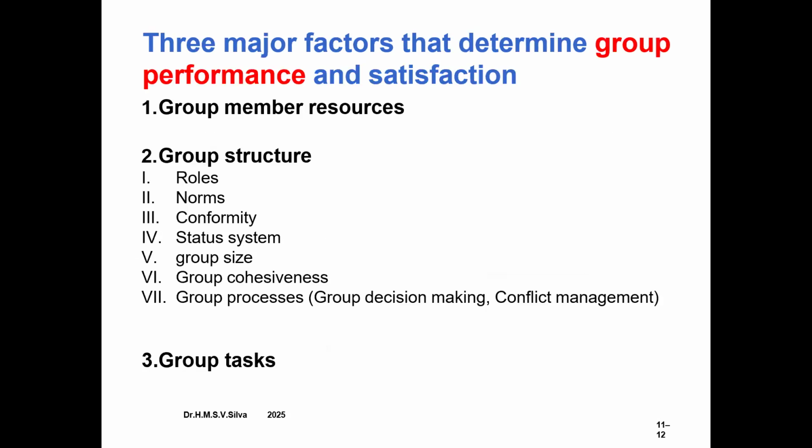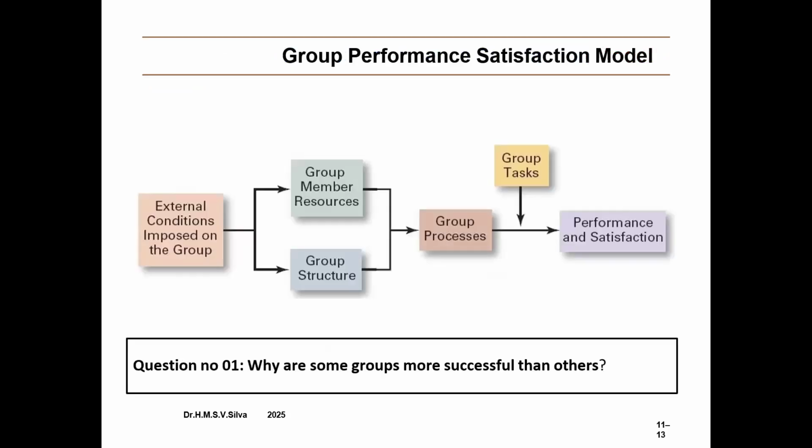Then there are three major factors that determine group performance: group member resources, group structure, and group task. We will be discussing group member resources, group structure, and group task one by one. Under group structure, we'll be discussing roles, norms, conformity, status system, and group size. Let's discuss one by one. Let's first discuss group member resources, which explain skills, knowledge, and so on.